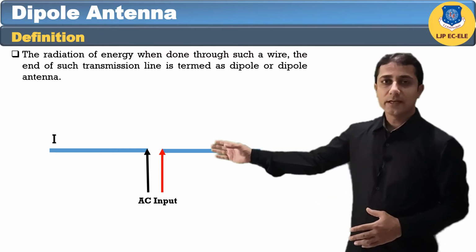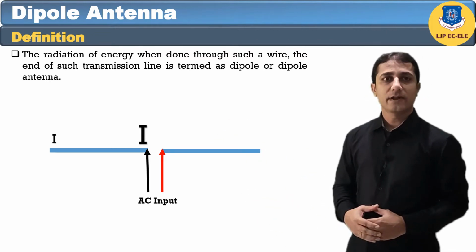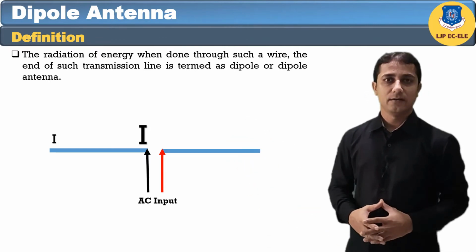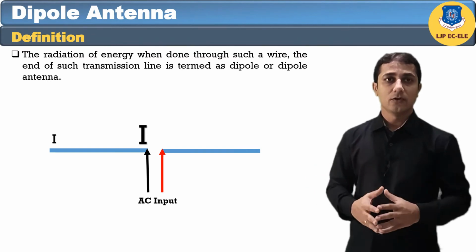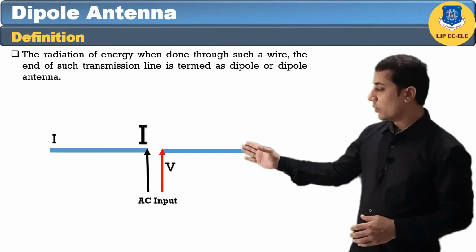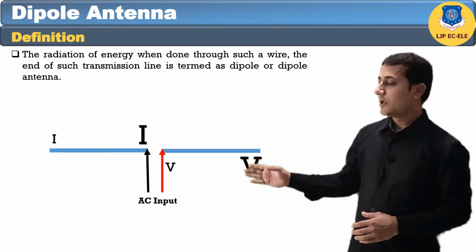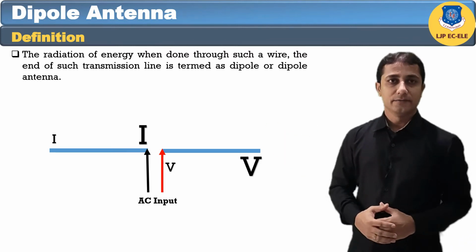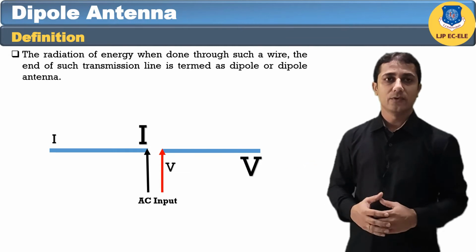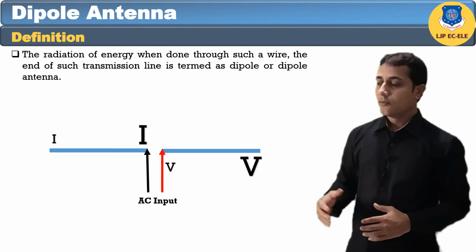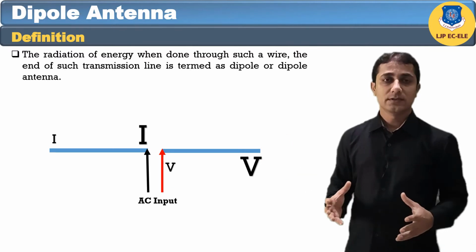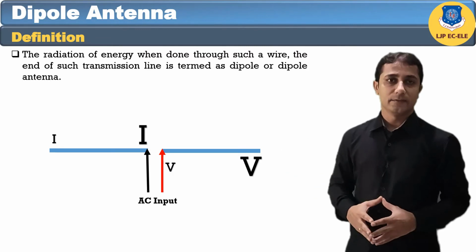Now the current is minimum at the ends of the dipole and maximum at the center where the feed is applied. The voltage follows the opposite pattern to the current: it is low at the middle where the feed is applied and high at the ends. The types of wire antenna include the half-wave dipole, half-wave folded dipole, full-wave dipole and short dipole. So this is the dipole antenna.